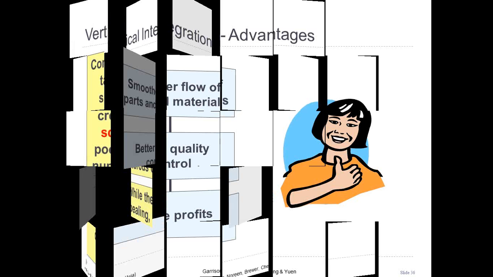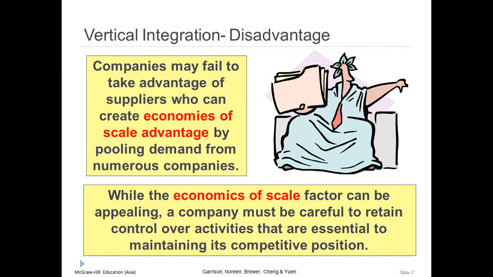The primary disadvantage of vertical integration is that a company may fail to take advantage of suppliers who can create an economies of scale advantage by pooling demand from numerous companies. While the economies of scale factor can be appealing, a company must be careful to retain control over activities that are essential to maintaining its competitive position.